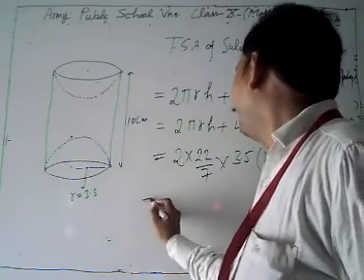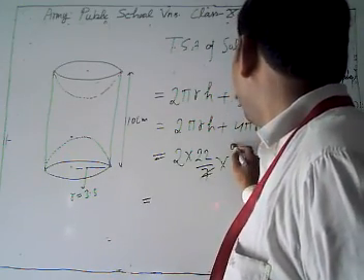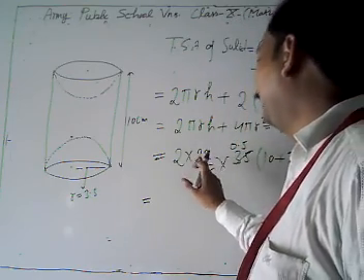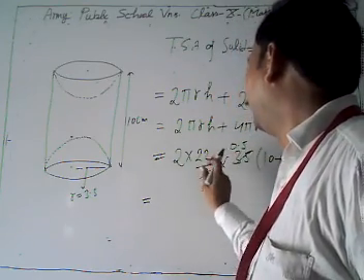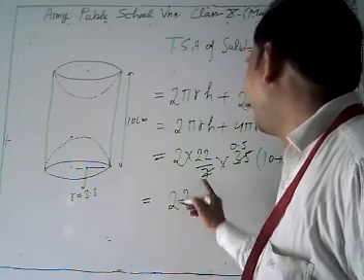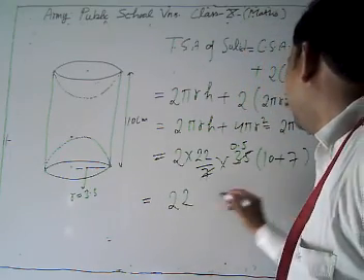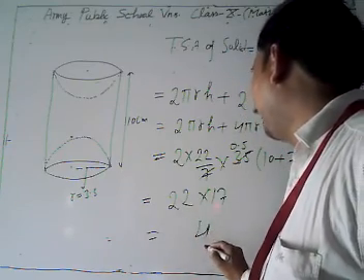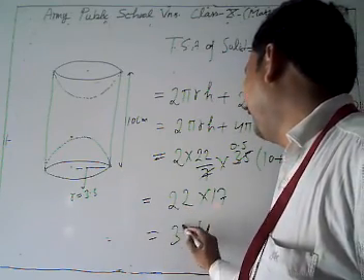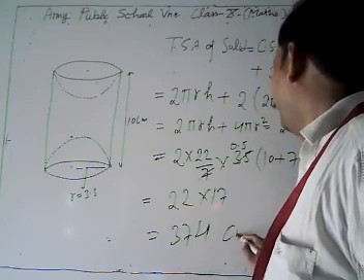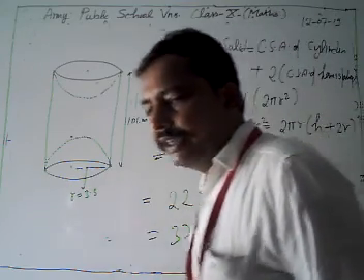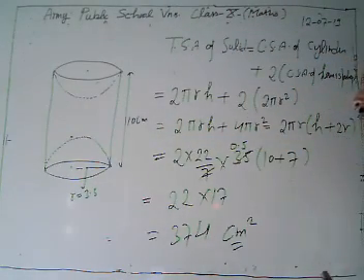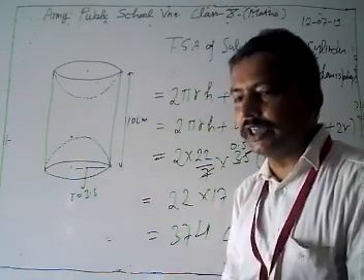Then now what do we have? 0.5 multiplied with 22 gives 11. Then 11 into 17, after solving, gives 374 centimeter square. Now we get our total surface area of the solid as 374 centimeter square.